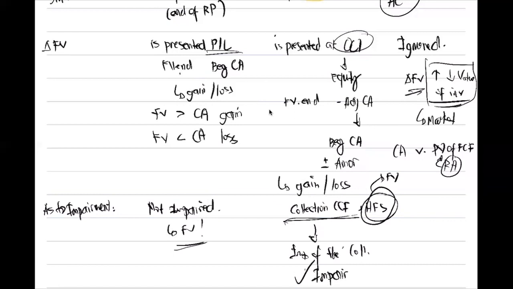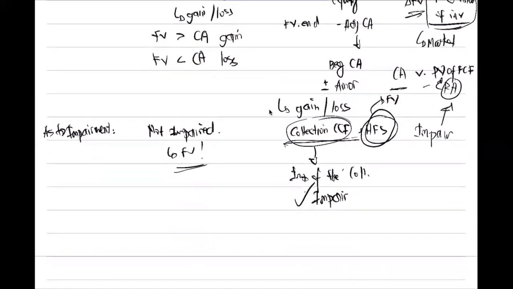Although it is measured at fair value, it is impaired due to the collection of contractual cash flows. How do we compute again for your impairment? That is your carrying amount versus your present value of future cash flows. So that is the amount of your impairment. Next, how about impairment for amortized cost? Can we impair? Of course, we can impair. How do we impair? We already said that earlier. Carrying amount versus present value of future cash flows. That is as to impairment.